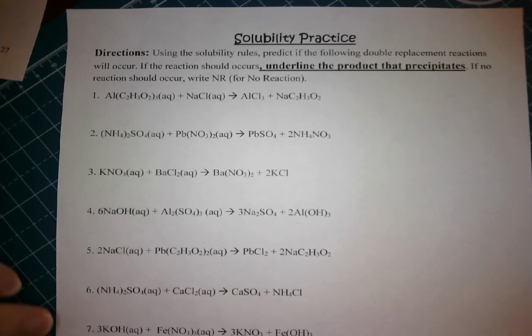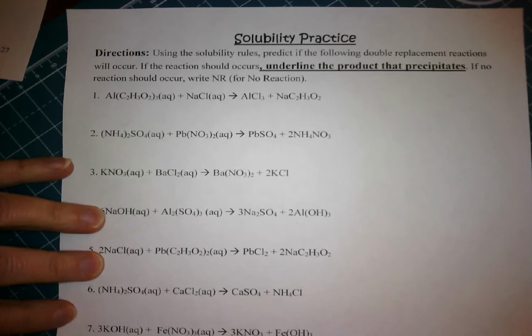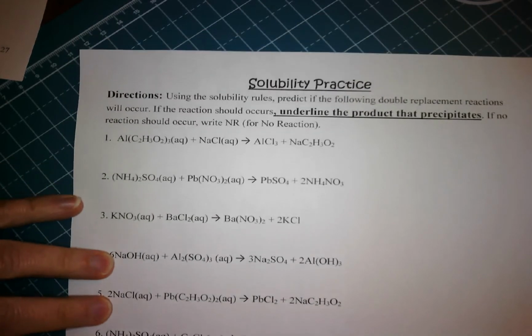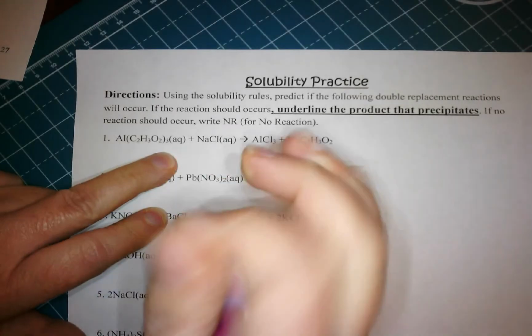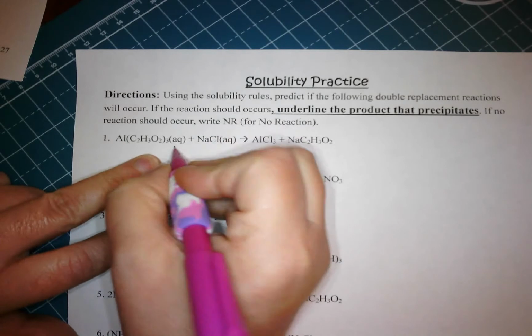I'm going to do page 30, or I'm going to do 4 of them on page 30. I'm going to show you how to use the solubility table and the rules underneath because there's a couple that aren't showing up. Okay, so let's look at the first one. There's a couple of things that we need to make sure we're clear on. AQ means that it's aqueous.